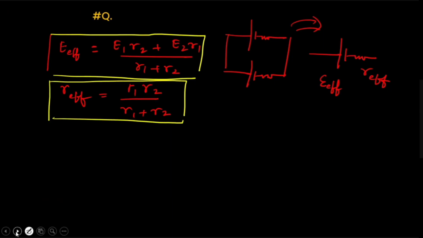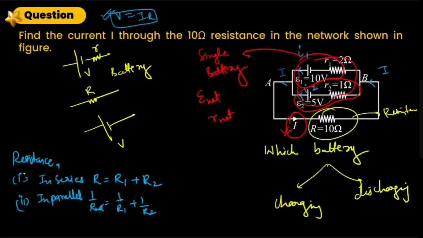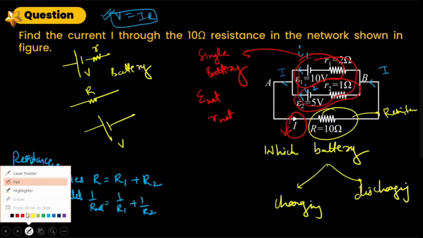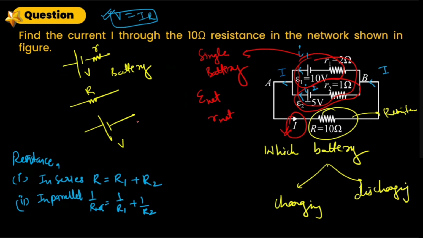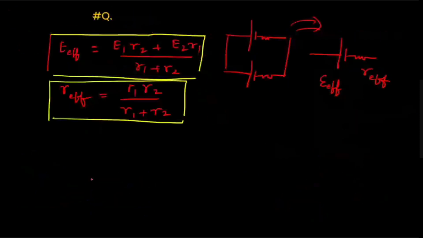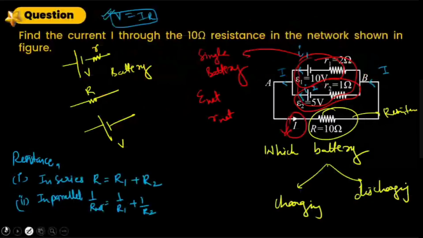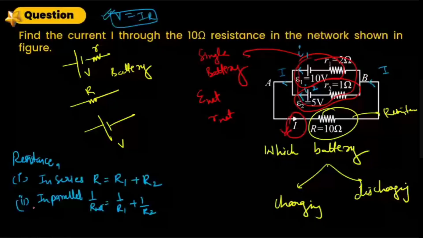So we are going to see some questions based on that also. It will be more clear. Yeah, so basically that was the question. So what we can do is we can find out E effective and R effective from this particular question first, and then find out the answer. All right, then let us calculate it here only. 10, 5, 2, 1.